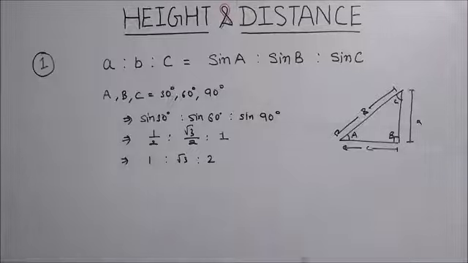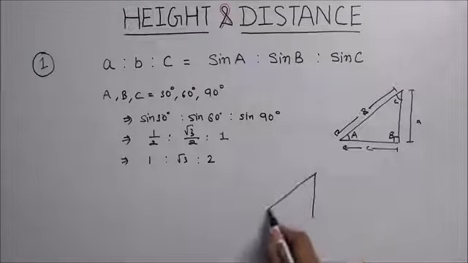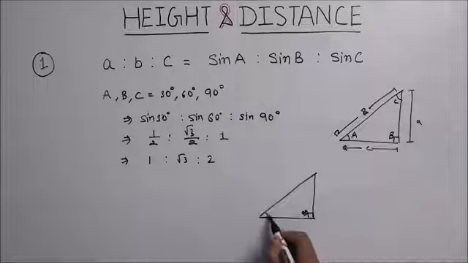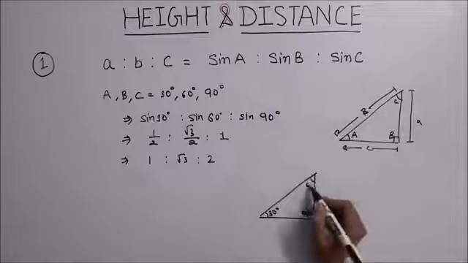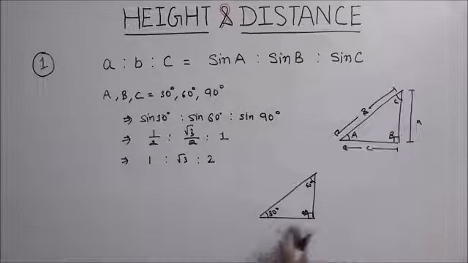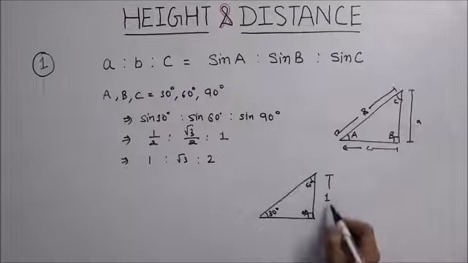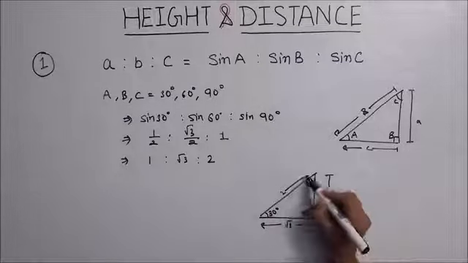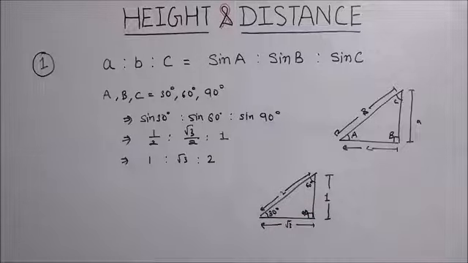So whenever you find these angles in your question, let's suppose it is 90 degrees, it is 30 and this is 60. When we talk about the 30 degree angle, the opposite side is 1. When we talk about the 60 degree angle, the opposite side is root 3. And when we talk about the 90 degree angle, it is 2. Later on, we will learn how to utilize these values when solving questions.